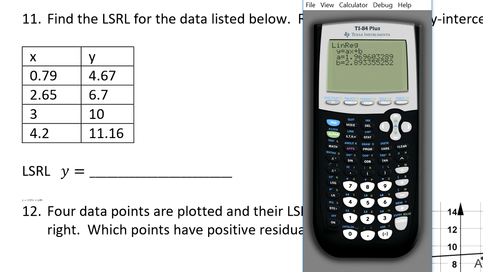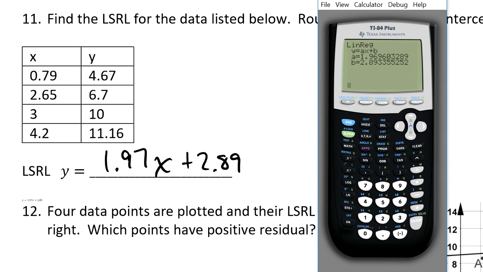So as I look at this, the equation of that line would be y equals 1.97, so I'll write 1.97. Don't forget the times x. And then I've got plus 2.89. And I love this, I can grab that. Nope, I can't do it. So this is the least squares regression line for this data.